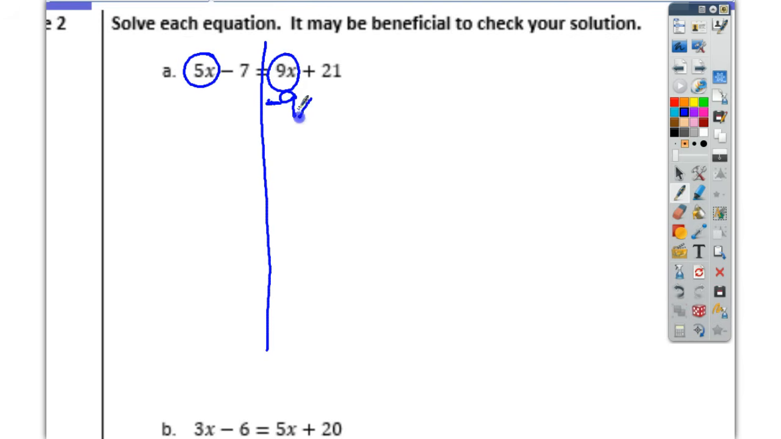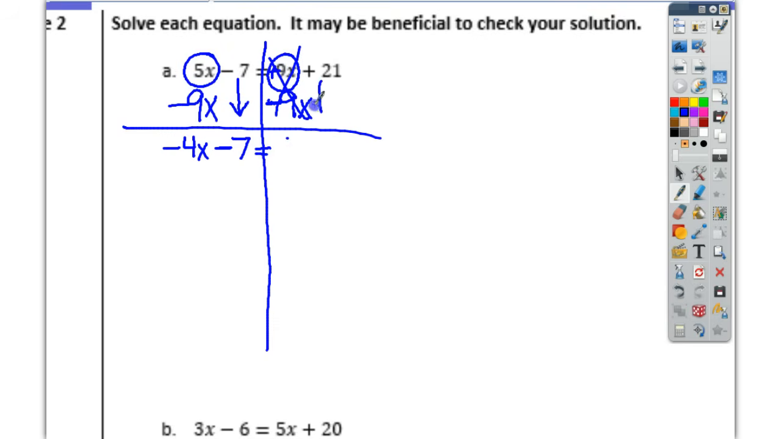So minus 9x. From this side, what does a positive 9x and a minus 9x give me? A 0. And minus 9x over here. 5x minus 9x on this side is what? I get a negative 4x. Done? What do I do? Down to negative 7. Don't forget to bring that down. A negative 7 equals, and I need to bring the 21 down on this side.